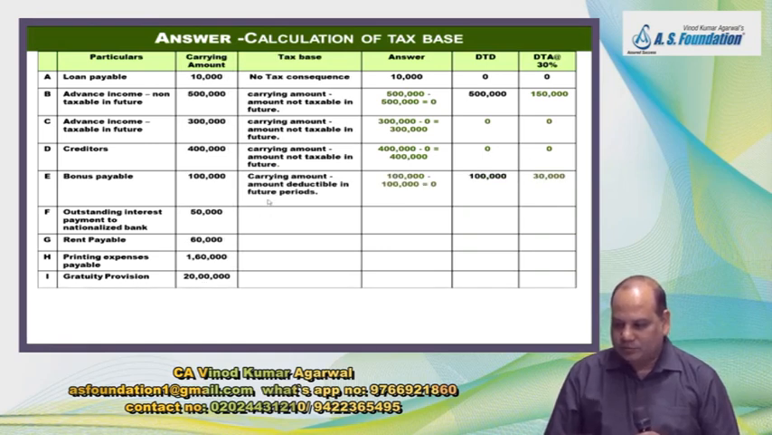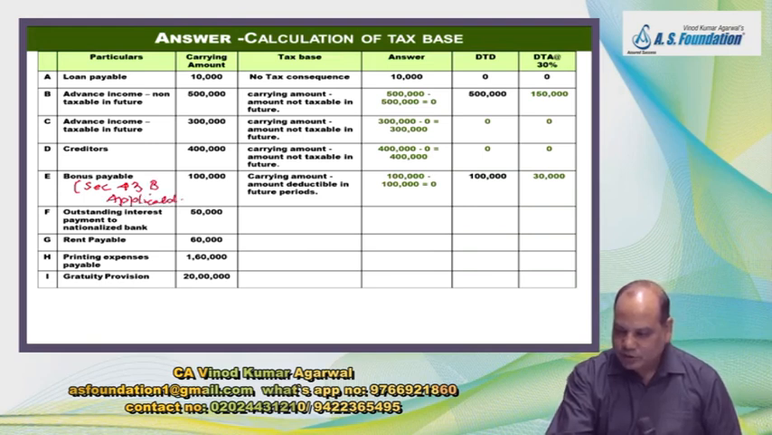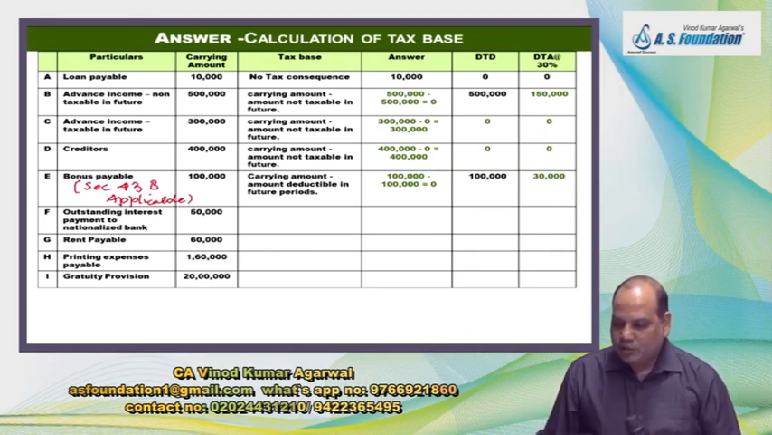Bonus payable. We will assume that bonus will be payable on cash basis. Section 43B is applicable. Section 43B means allowed on payment basis. So carrying amount minus amount deductible in future period. 1 lakh minus 1 lakh, 0. Difference is 1 lakh, DTA 30,000.